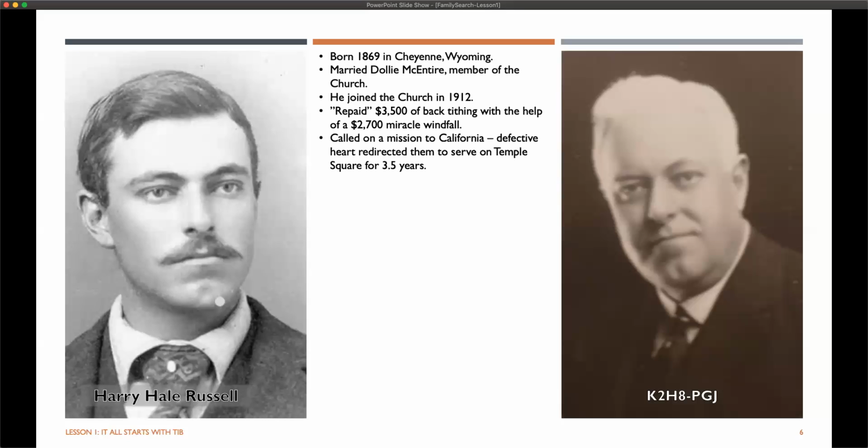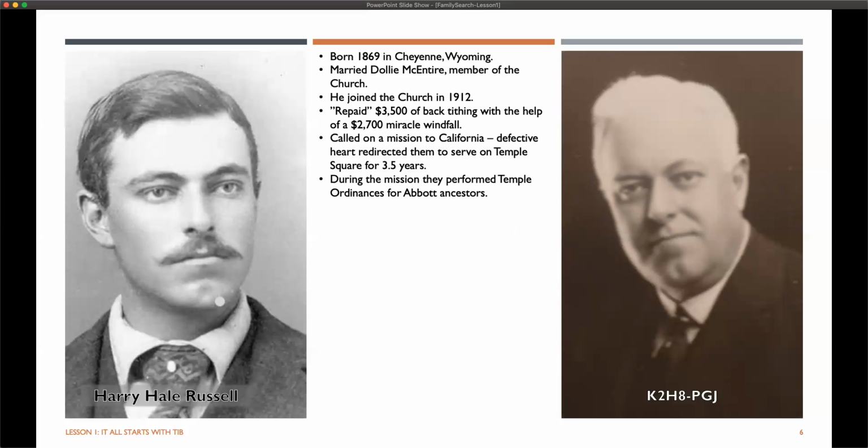He was called on a mission. They were called on a mission to California. They moved the family out to Provo for training. While they were in training, it was determined he had a problem with his heart, so he couldn't serve in California. But he and Dottie got redirected to Temple Square and served there for 3.5 years. During their time there, they spent a lot of time doing temple ordinances for his ancestors on his mother's side, the Abbotts. They had a genealogy, a pedigree chart, a book with all the family names that went back generations and generations. You've probably seen some of those books.